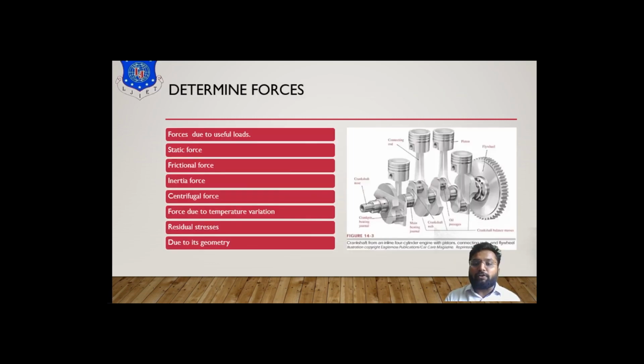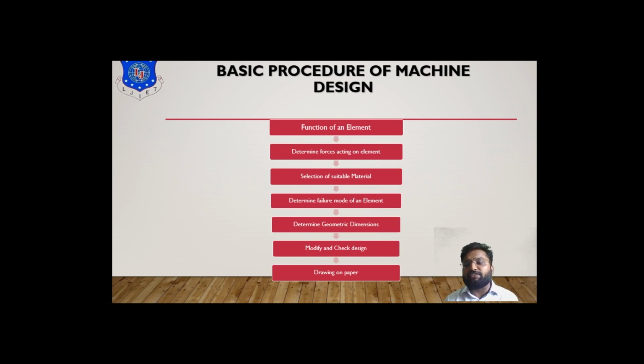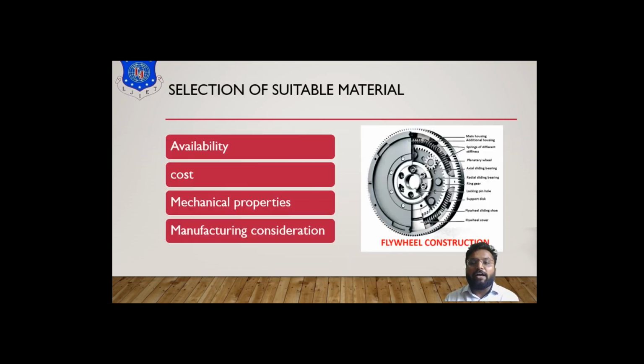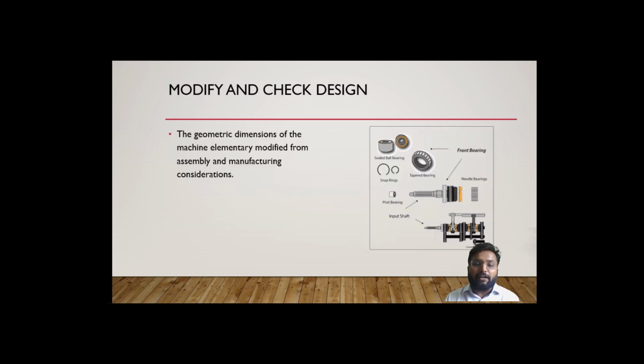Once again, let's look into the procedure. First of all, we find out the function of an element, then determine the forces, then select the suitable material, then determine the failure mode criteria for the particular element, then determine the geometry and dimension of that element, ultimately modify and check that design, and then make the drawing on paper. I hope you got each and every point regarding this.